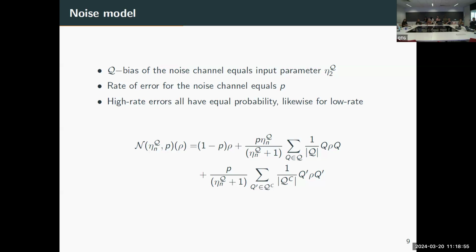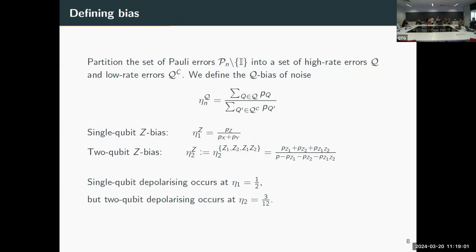So this will be 2-qubit bias. When you say 2-qubit bias, you mean weight 2 Pauli errors are higher probability than weight 1? Yeah. Is that what you mean? And so here's an example of 2-qubit Z bias, right? The probability of Z1 Z2 would be equal to the probability of Z1 or Z2.